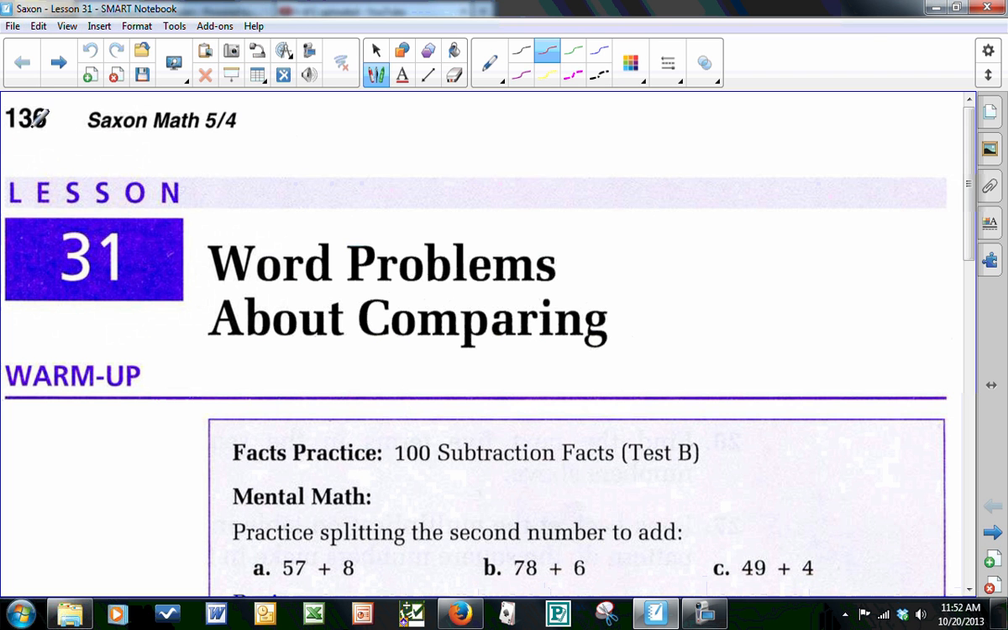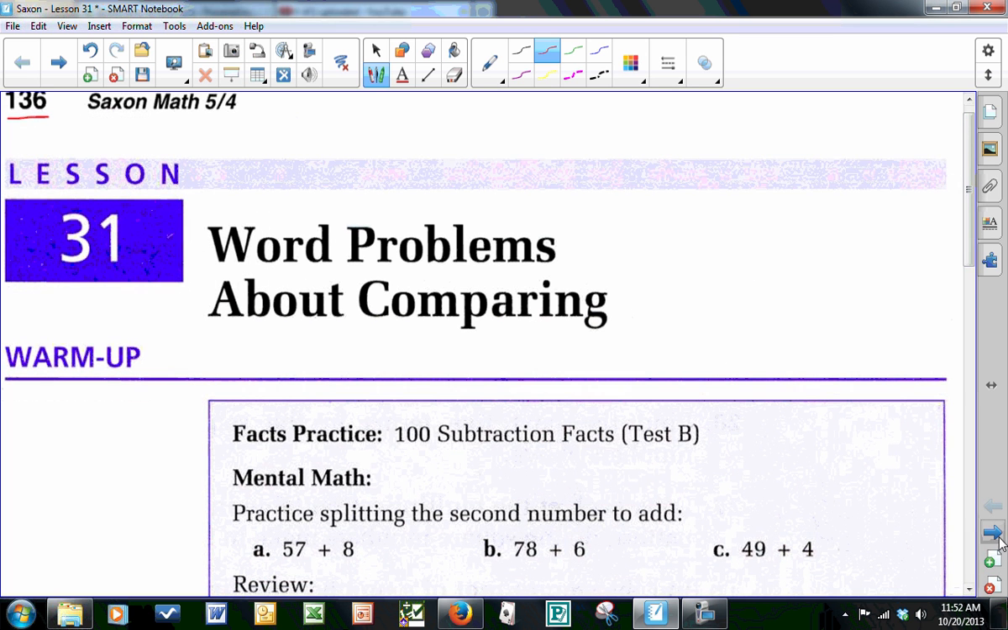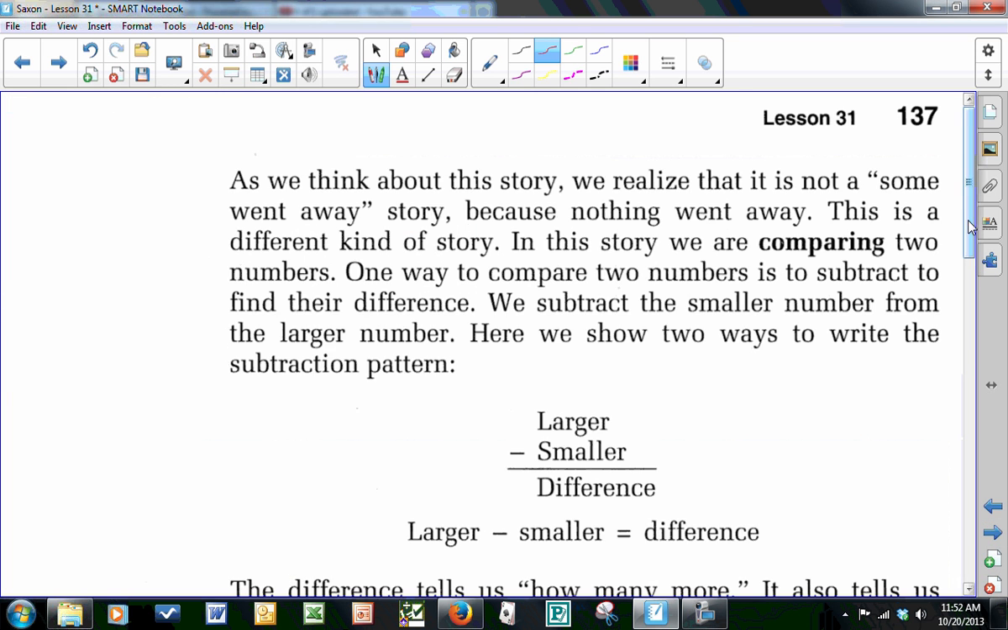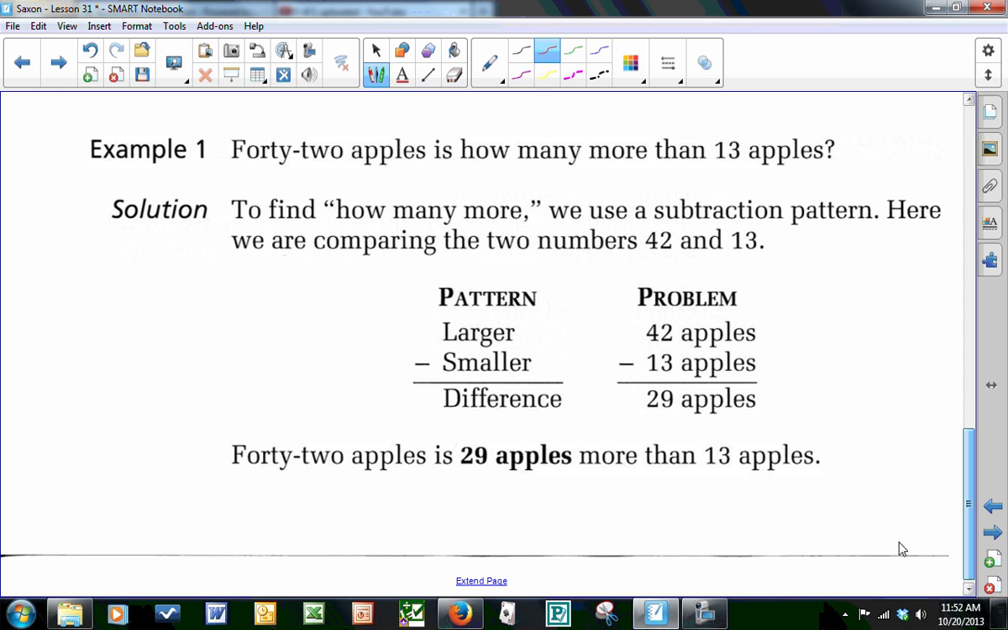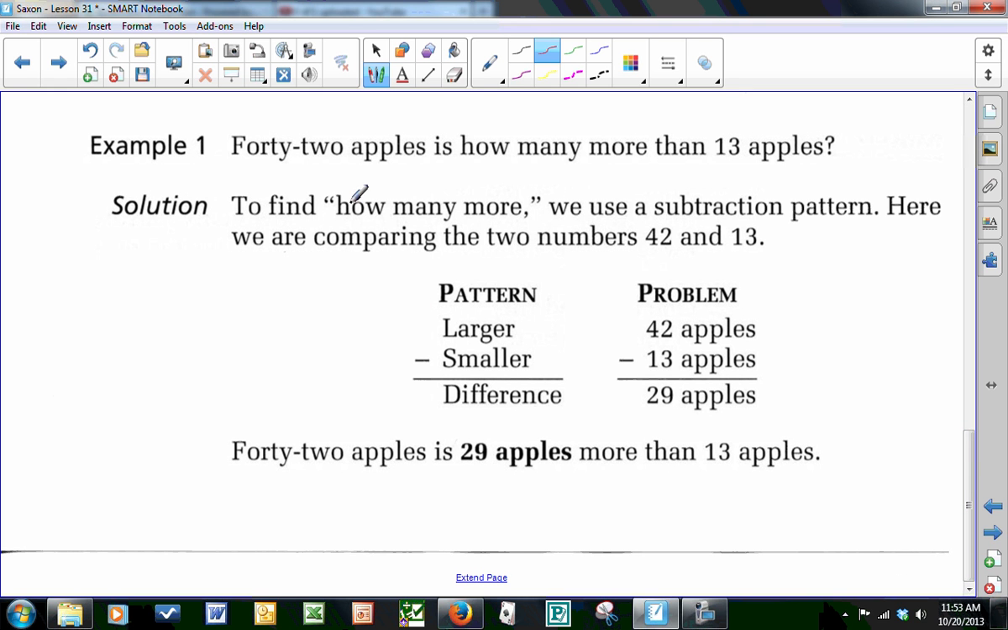So if you're following along in our Saxon Math book, I am on page 136. And if you're watching this video, then you probably will want to take some notes about how to solve these sorts of problems. So let's look at our first example right here. Example number 1. It says 42 apples is how many more than 13 apples? Now stop for just a moment and let's do some real reading.